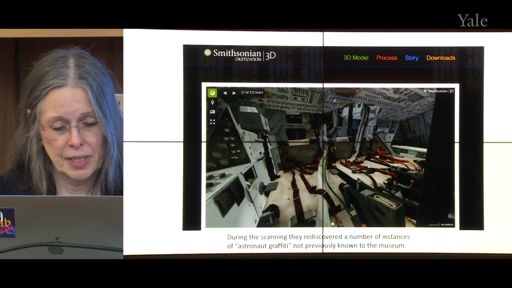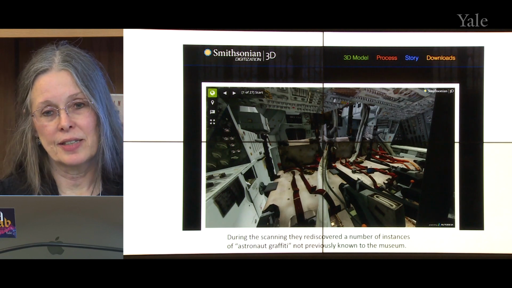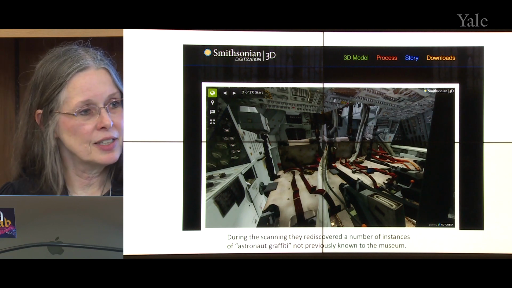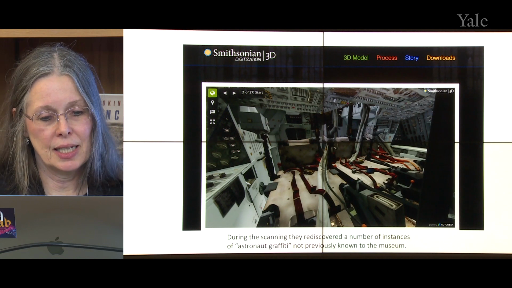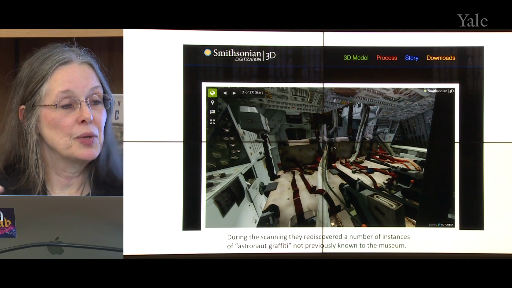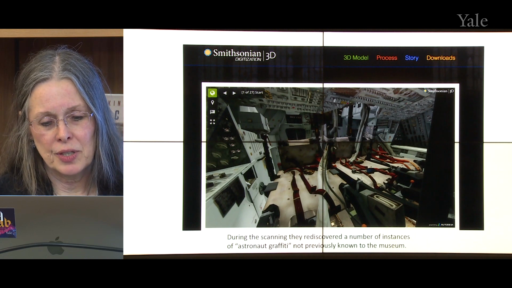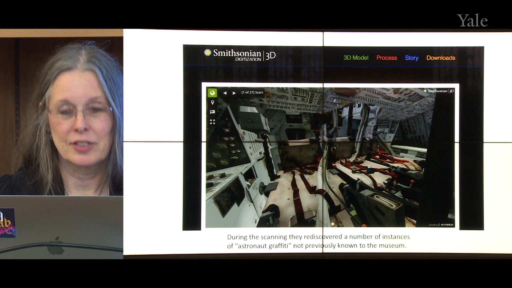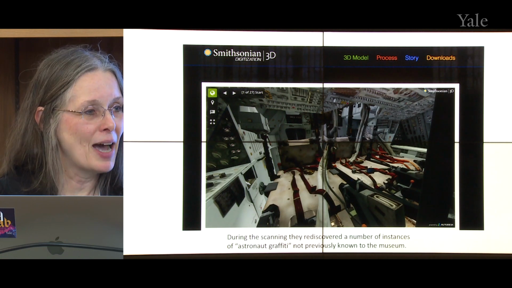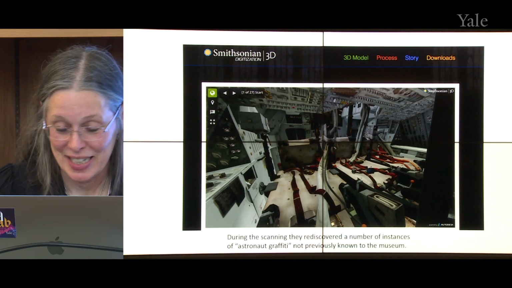I should say the Smithsonian has spectacular 3D scans, and particularly I was taken by this one. This is enormously technically difficult, must have been a challenge, and incredibly informative. It's the inside of Apollo 11, which hopefully everybody will visit this year on the anniversary, and it's got great data about it, including this little nugget about astronaut graffiti that I wish they said more about. I'd like to know, what do you mean, astronaut graffiti?